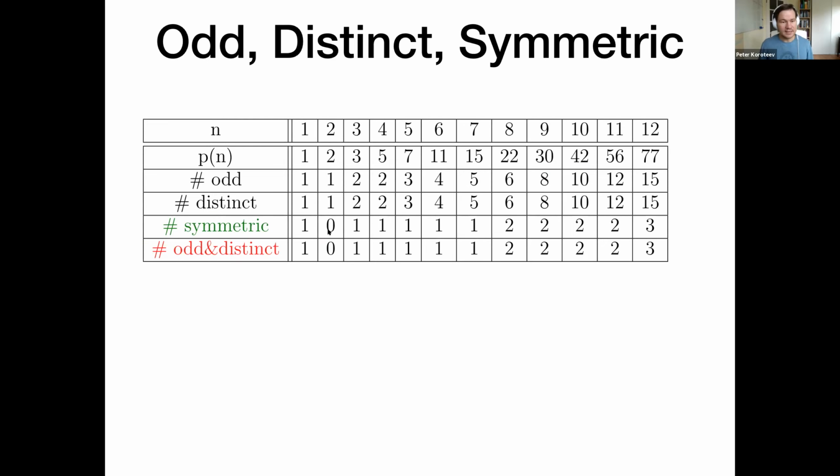Good. So the second pattern that we have found is that, at least in the examples we've seen so far, the number of symmetric partitions matches the number of odd and distinct partitions, and you can see those numbers grow even slower. There are only three of each for n equals 12. So let's prove this theorem. Again, you need to provide a very simple, universal recipe: a one-to-one correspondence between the set of symmetric partitions and the set of odd and distinct partitions.